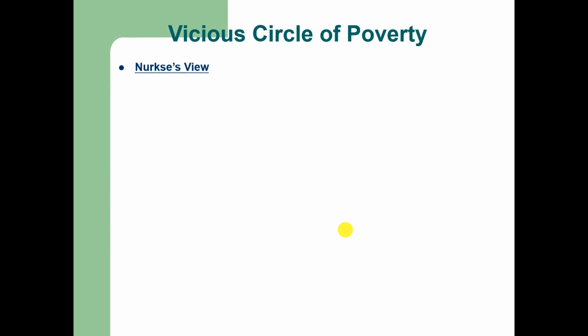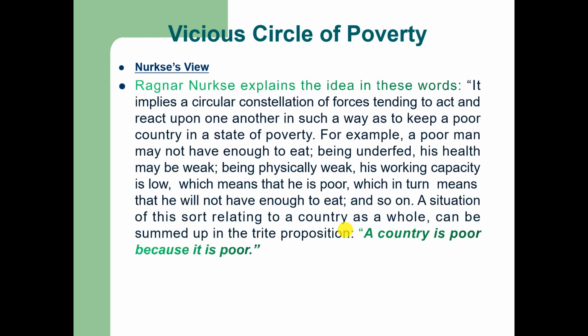So this is basically due to the work of Ragnar Nurkse, who propounded the balanced growth theory of development economics. And according to Nurkse, it implies a circular constellation of forces tending to act and react upon one another in such a way as to keep a poor country in a state of poverty.